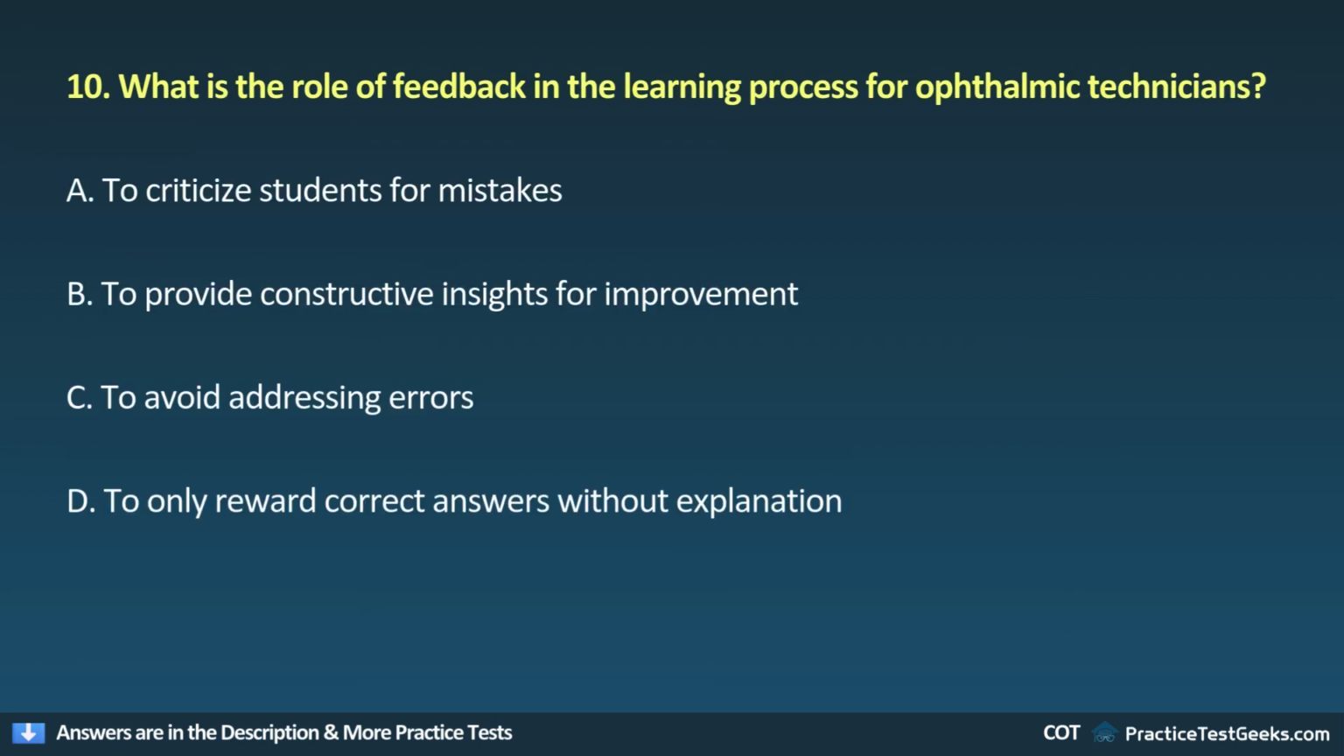10. What is the role of feedback in the learning process for ophthalmic technicians? A. To criticize students for mistakes. B. To provide constructive insights for improvement. C. To avoid addressing errors. D. To only reward correct answers without explanation.